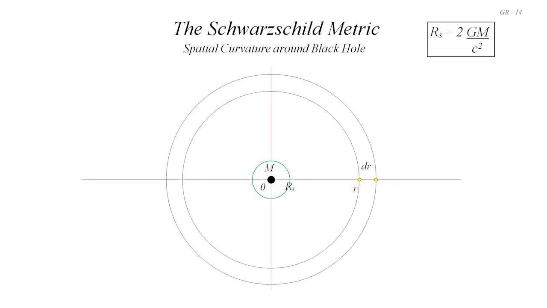Here's the situation in two-dimensional space, with the event horizon around the black hole of mass m shown as a green circle. The small distance dr is shown in the region of the radius r and is shown fairly large for clarity, although in reality dr is meant to be infinitesimally small. The two events are shown as two yellow dots.